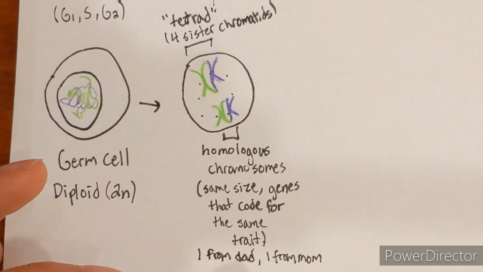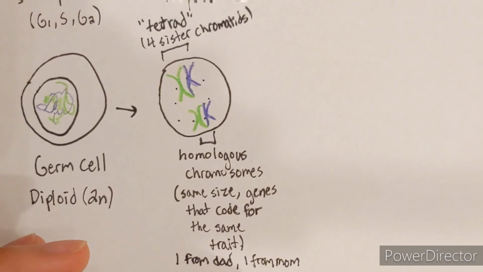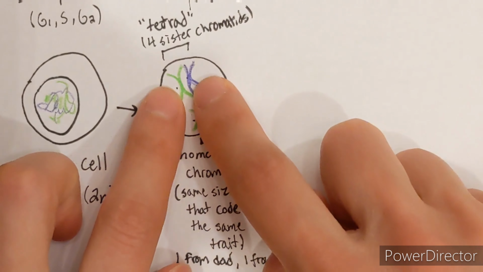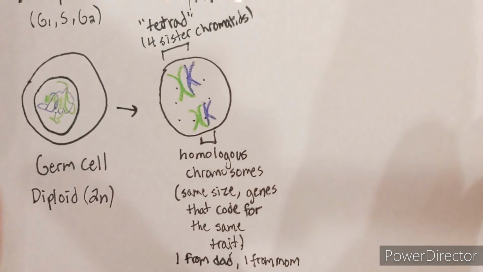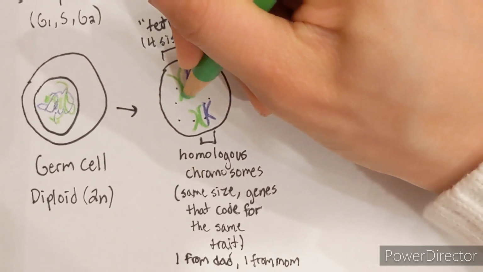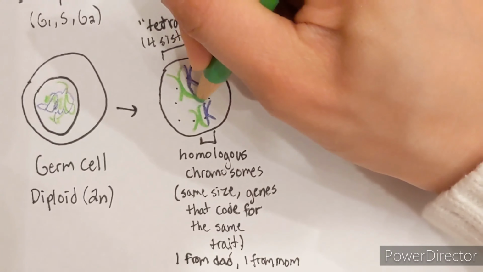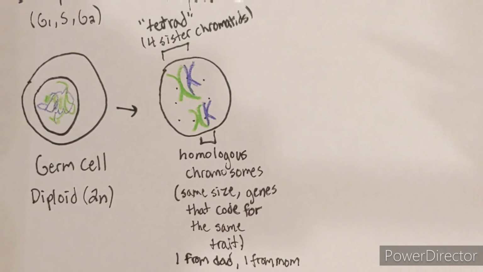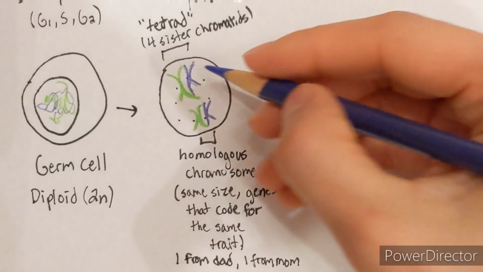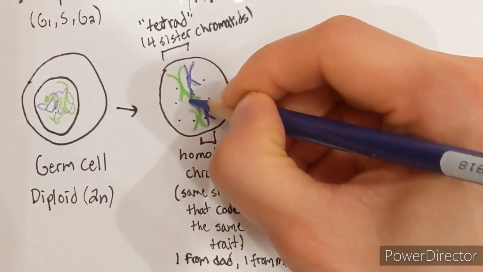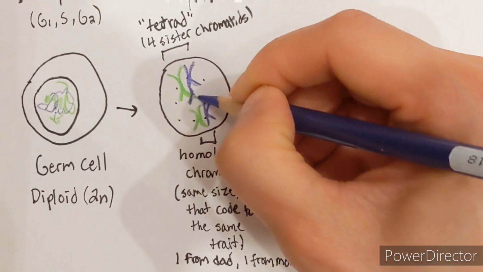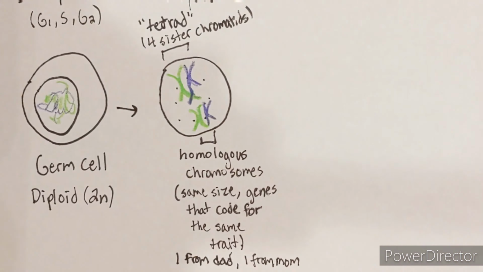One last thing happens here in prophase 1 that's really important, and that's the fact that these guys are so close together, they're going to do something called crossing over. And that is when the sister chromatid from one homologous chromosome is literally going to cross over with the sister chromatid from another homologous chromosome. So it ends up looking something kind of like that.